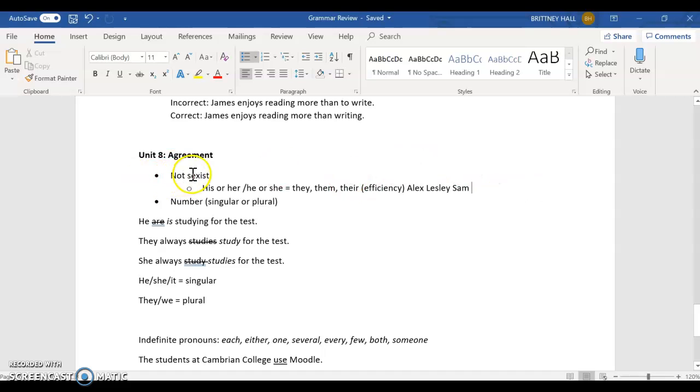So it's not so much about being sexist in your agreement. It's more about being efficient, and saying he or she or his or her just sounds a little bit clunky, clumsy, awkward. So just be efficient and say they.